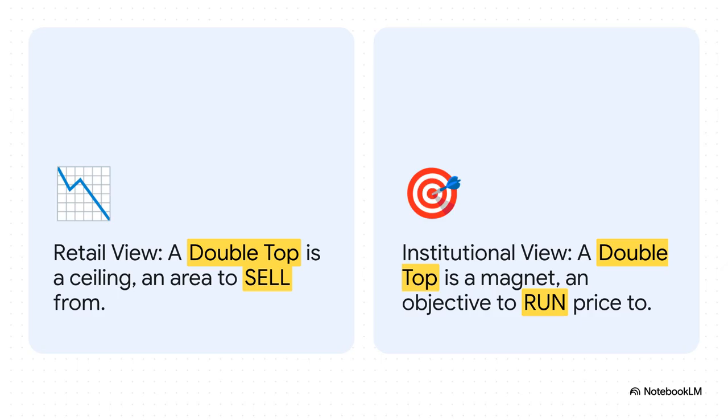So this is the night and day difference in perspective. The retail view sees a double top and thinks resistance, a ceiling, a place to sell from. The institutional view, the algorithm's view, sees a double top and thinks a giant pool of buy stops. It's not a ceiling, it's a magnet. It's not a place to sell from, it's an objective to run price to. It's a complete 180 from what most people believe.